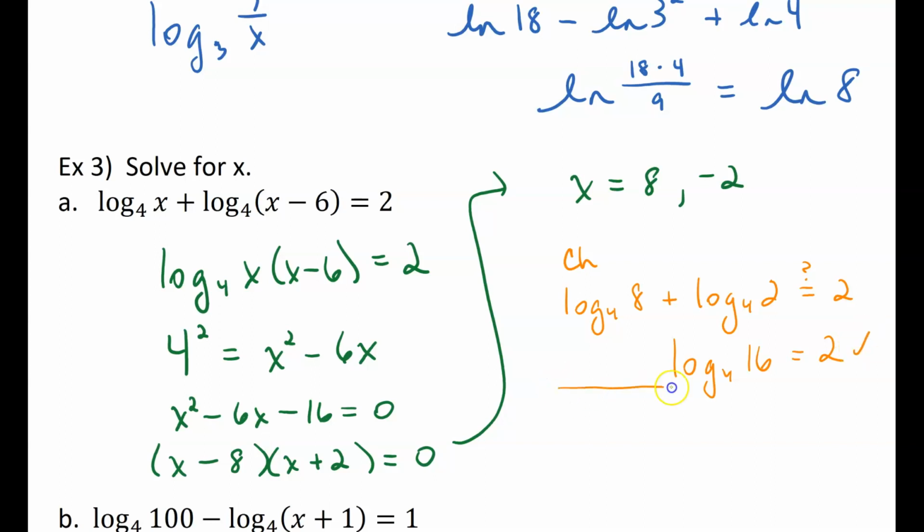All right, and now I'm going to check my x equals negative 2, and I do log base 4 of negative 2. And do I need to go any further? Yeah. No. Why? The argument cannot be negative. All right, this is undefined. And so therefore we know that x cannot be negative 2, and our only answer is x equals 8.